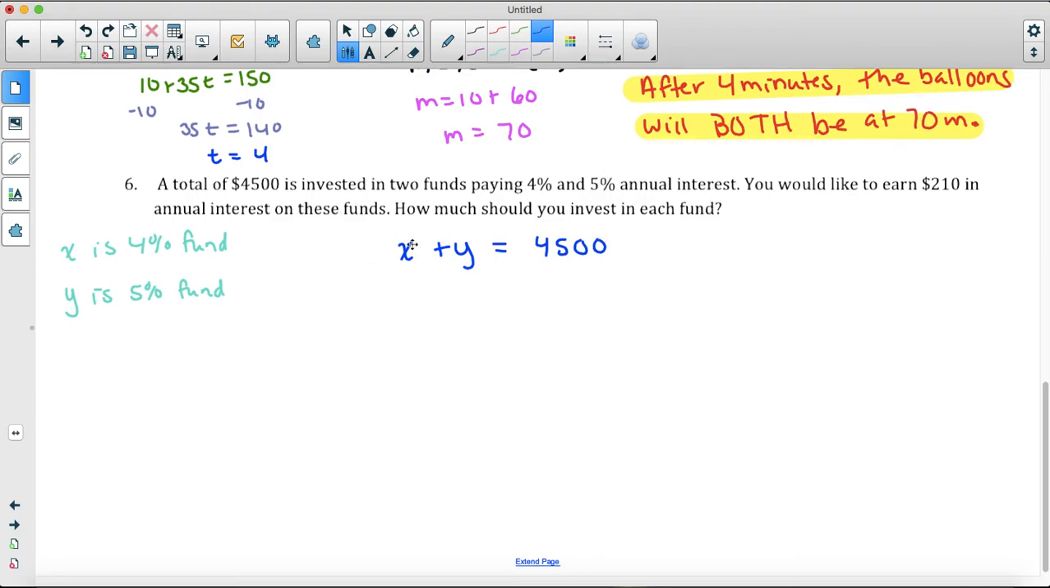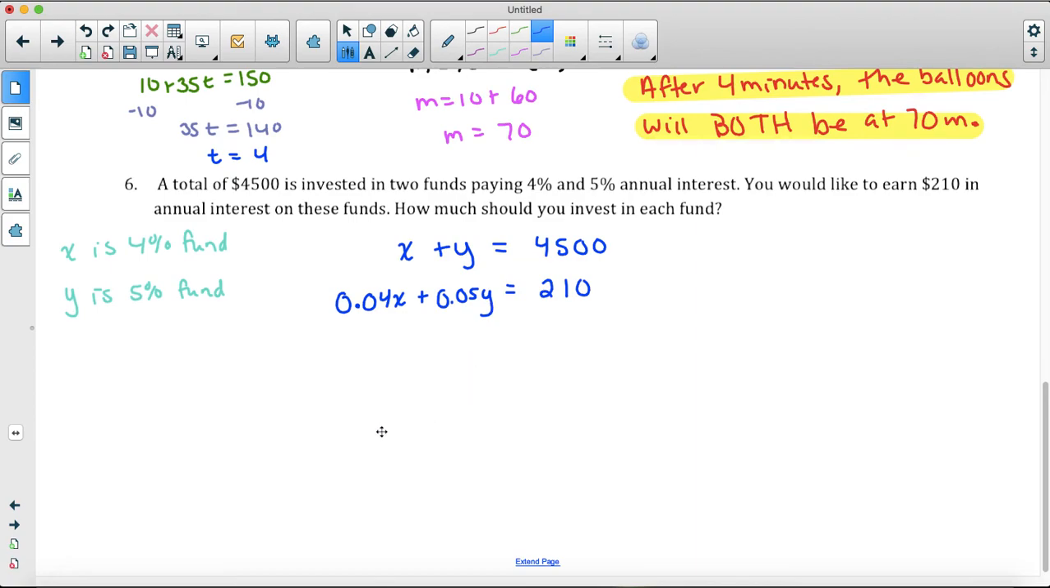Then we have to use the fact that it's 4% and 5% to figure out how to write our second equation. We want to earn $210 in interest. So our $210 is the total that we want to earn. But we get 4% for the X account, so we would write that as 0.04X. And we get 5% for the Y, so we would have 0.05Y. We have to use the percentage because this is the total amount that we want to get in interest. The amount of money that is invested is not the interest that we're getting.